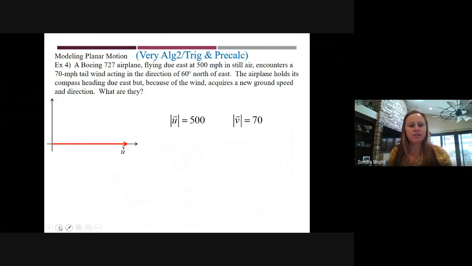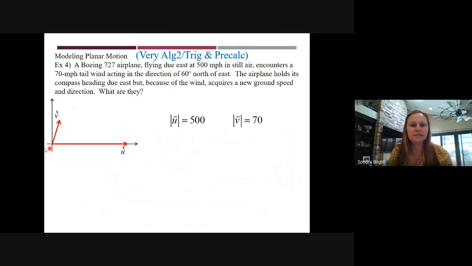And so I start by drawing vector u going due east, so directly positive, with a length of 500. And then I'm going to draw vector v. It says it's going 60 degrees north of east, which means east is here, and north of east means up here. So it would be the normal trig 60-degree angle, right there, north of east.